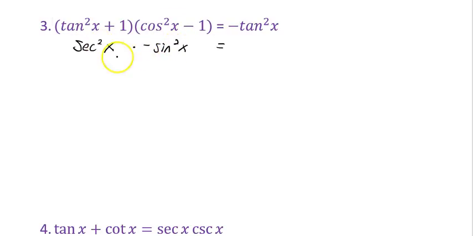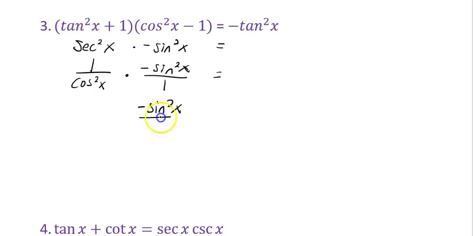At this point, I want to turn things into sine and cosine. This is already sine, so I can come over here, turn secant squared into 1 over cosine squared. And again, I want to think of that negative sine squared as being over 1 so that I multiply correctly. And I can just go straight across and say that I have negative sine squared over cosine squared. And then since sine over cosine is tangent and these are both squared, I can say that this is negative tangent squared. And that was my goal. Now my left side ends up looking like my right side.